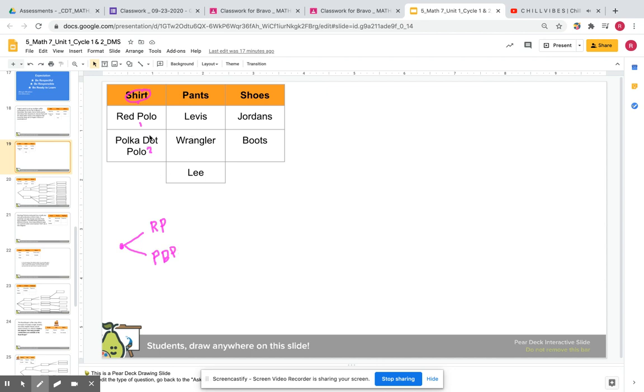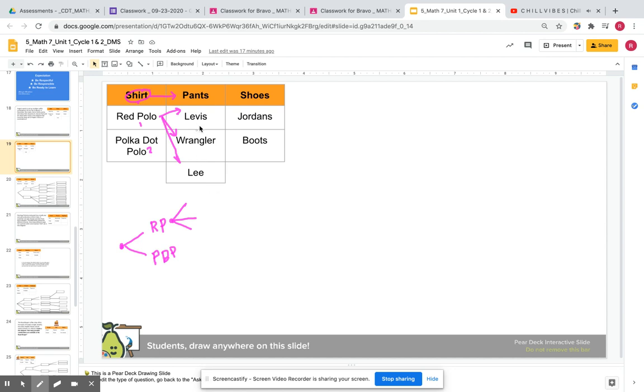All right. Now that I took care of the shirts, they can be combined with pants, as you can see as I move to the right side. So this red polo can be combined with three pants. It could be combined with Levi's, Wrangler, and Lee. Once again, I start with a little dot in front of the red polo. Now I ask myself, how many options of pants do I have? And hopefully you're able to respond that it's three. So that means this little dot will branch out into three branches.